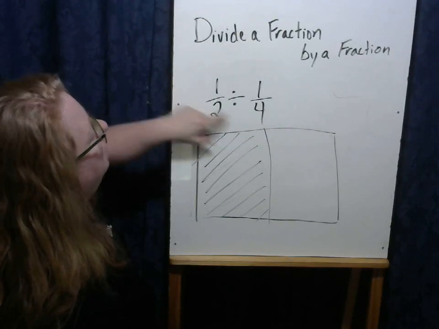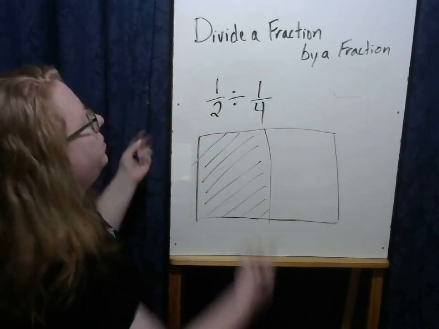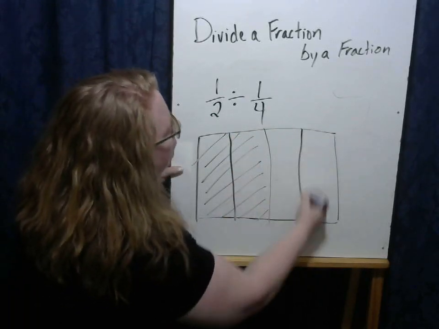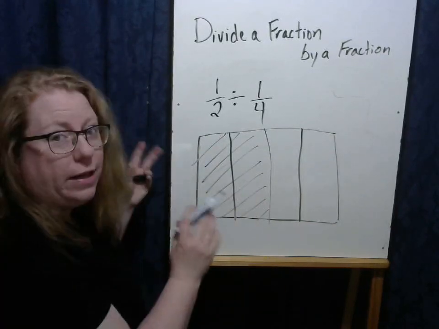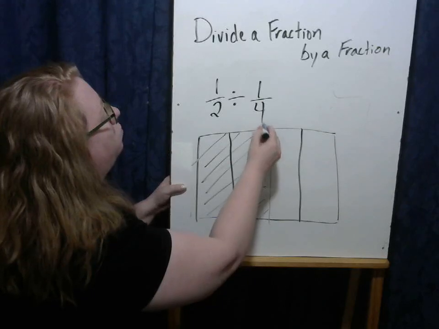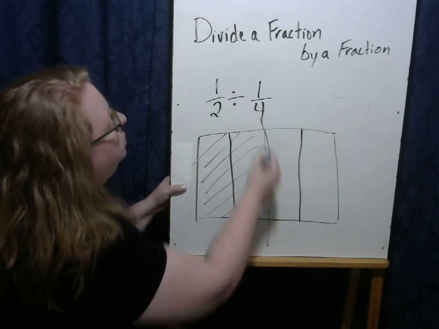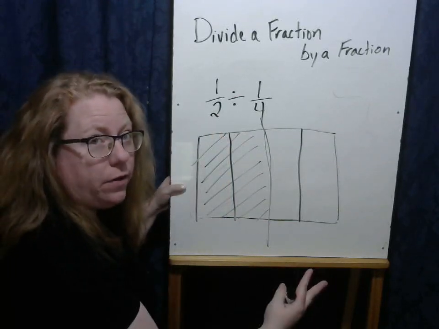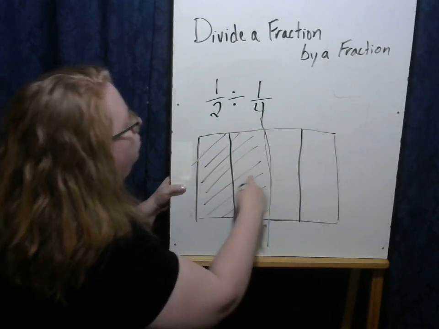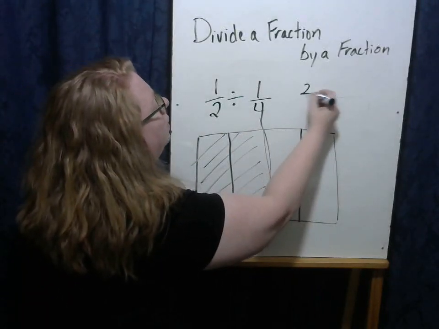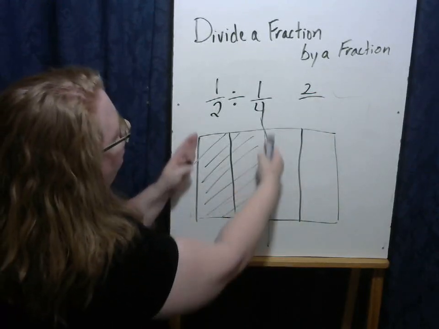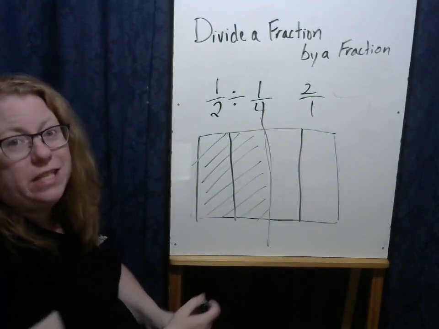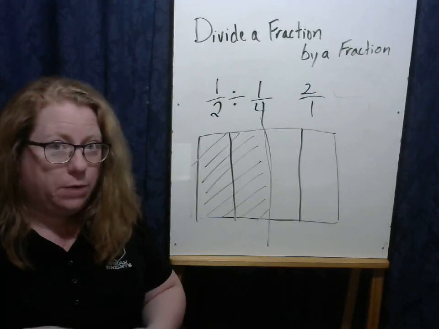So since 2 is a factor of 4, I can just break this big rectangle into fourths. And I'm going to stop at the greater fraction. In this case, it was 1/2 because 1/4 is smaller than 1/2. Now I'm going to count the shaded sections. 1, 2, over how many half sections? 1 or 2. So our answer is 2 for this problem.